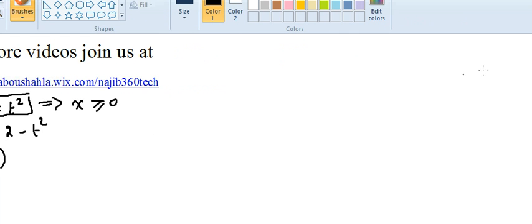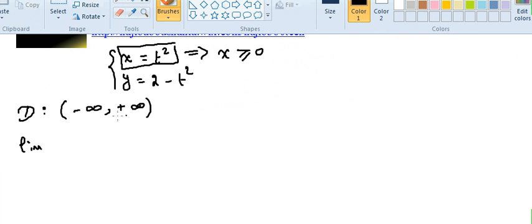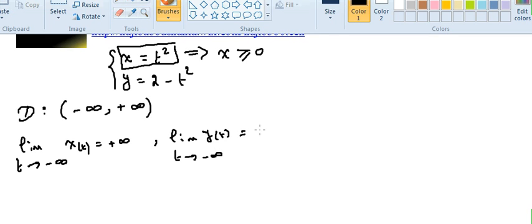All right. After the domain, we start finding some limits, at the borders of the domain. So as t approaches negative infinity, we need to find this limit for x in terms of t, and y in terms of t. If we substitute negative infinity for t, x equals t squared, so it should be plus infinity, and the limit of y of t is 2 minus positive infinity, so negative infinity.